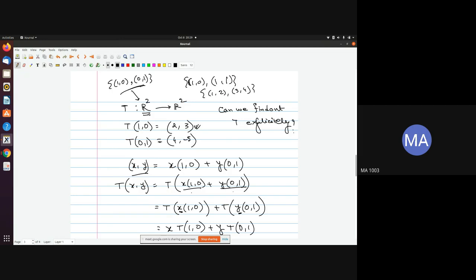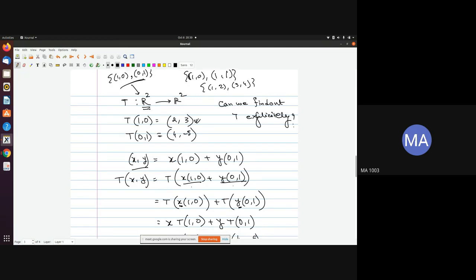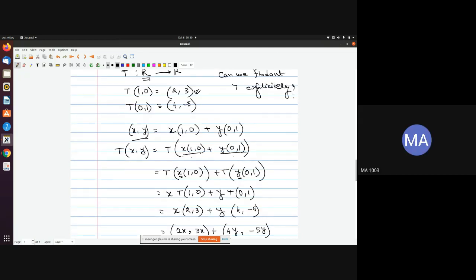Are you there? Yes, sir. So I can write (x,y) as a linear combination like this: x into (1,0) and y into (0,1), correct? Now I am taking T on both sides. Now this can be split, right? This is v1, this is v2. So T(v1 + v2) is T(v1) + T(v2). That is what I have written. Yes, sir, now I understand. Now this x is the scalar. Scalar I can take outside. So T(cv) is the same as cT(v). That is what I have done here.